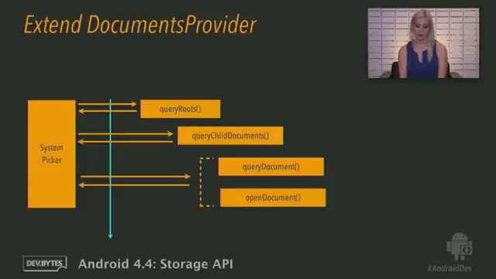To implement a provider, you must extend DocumentsProvider. It's an abstract class, and it has a minimum of 4 methods you must implement yourself. They're called in this order: queryRoots, followed by queryChildDocuments, and finally, possibly either queryDocument or openDocument. There are many more, but we're going to start with the most simple case, which is just supporting OPEN_DOCUMENT.